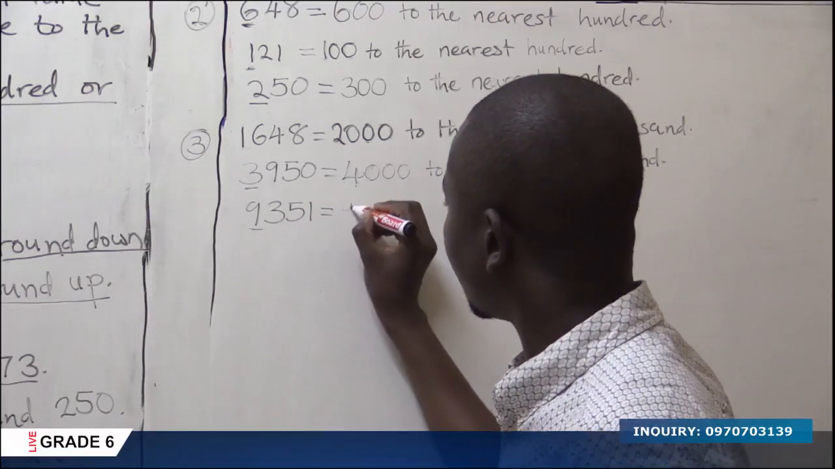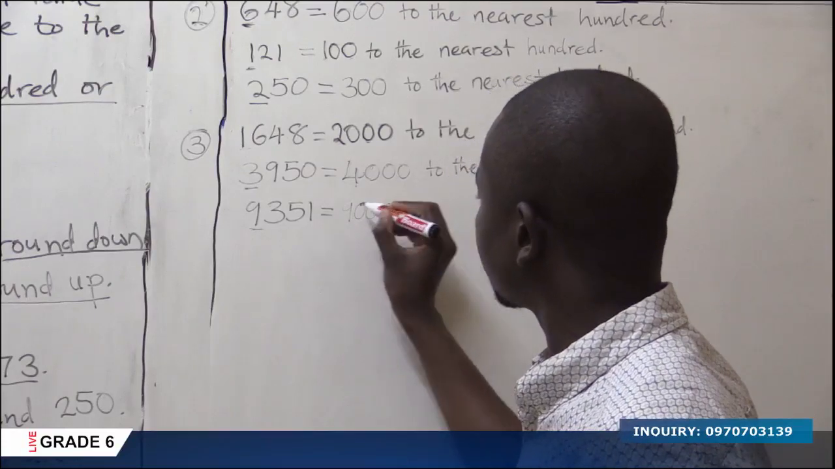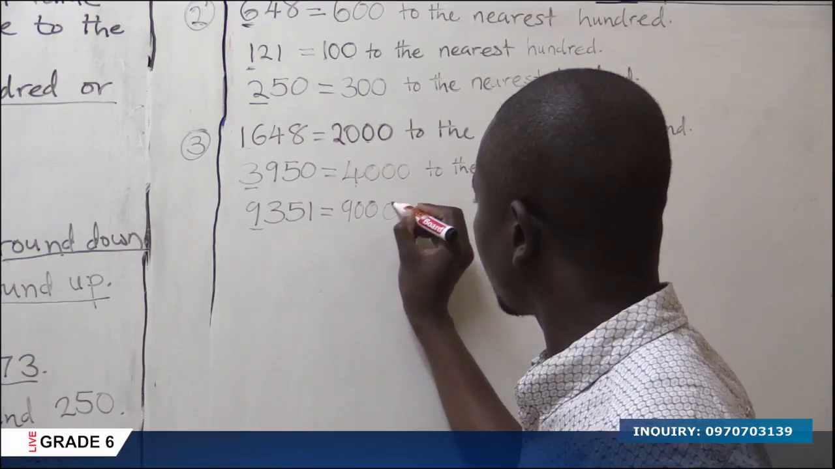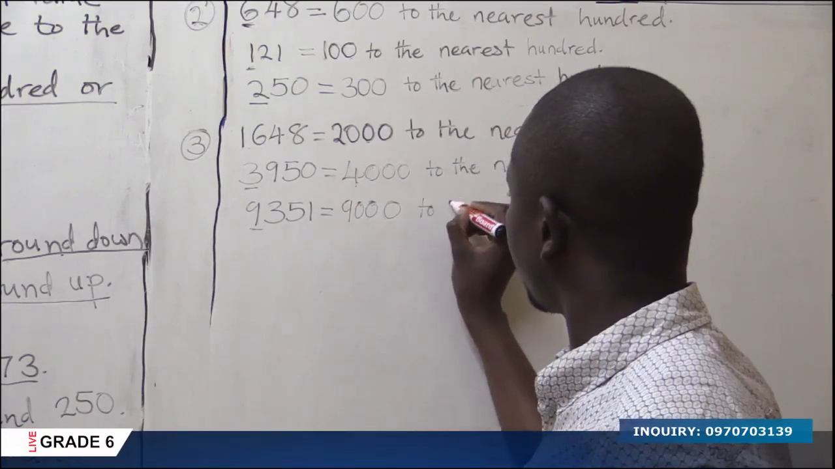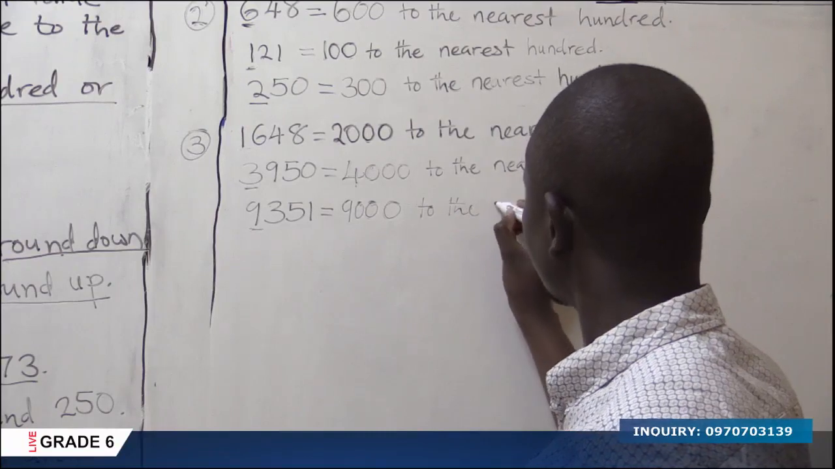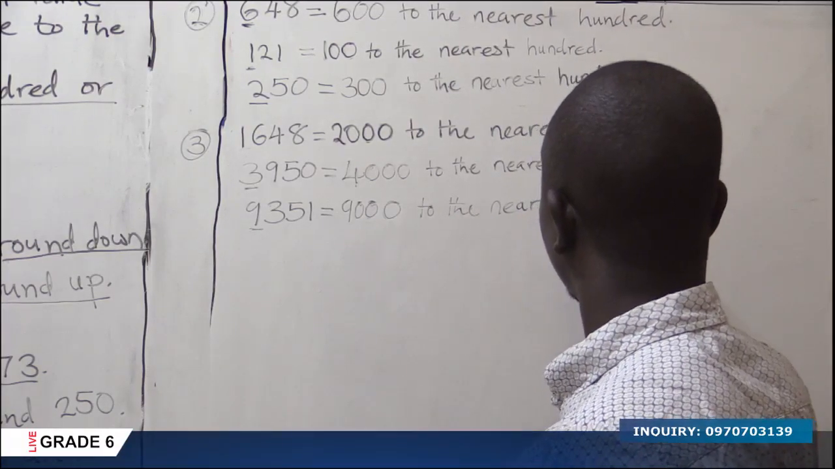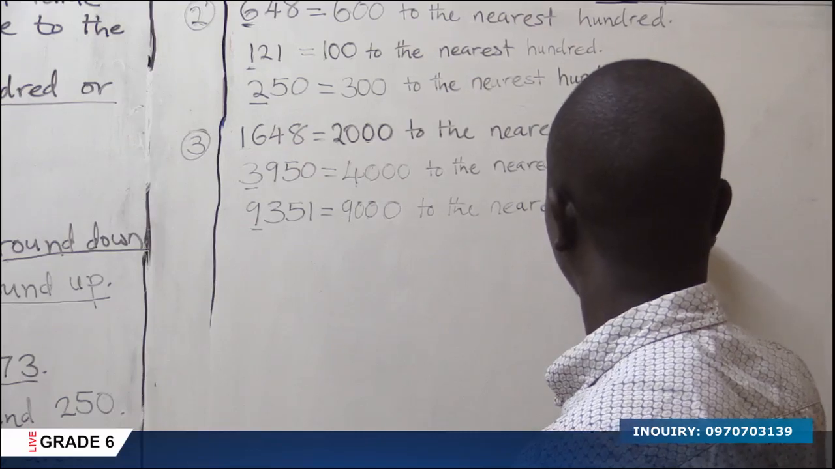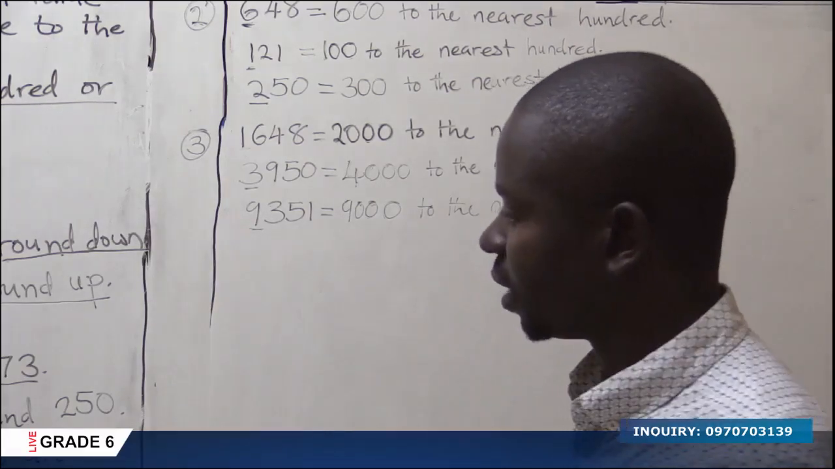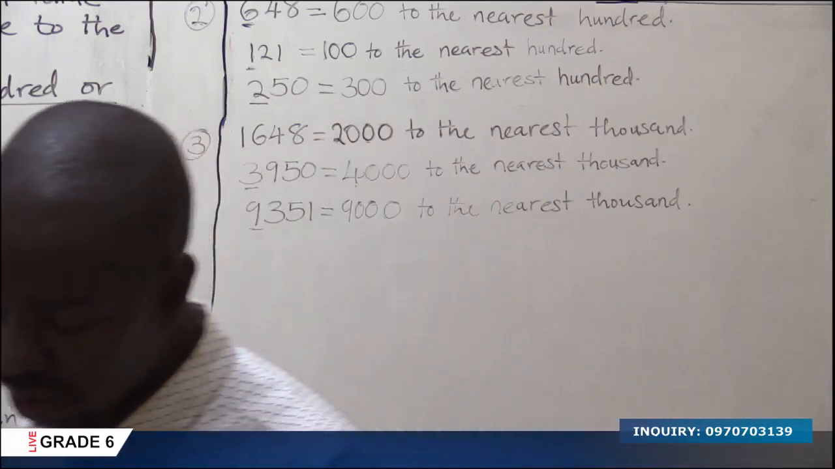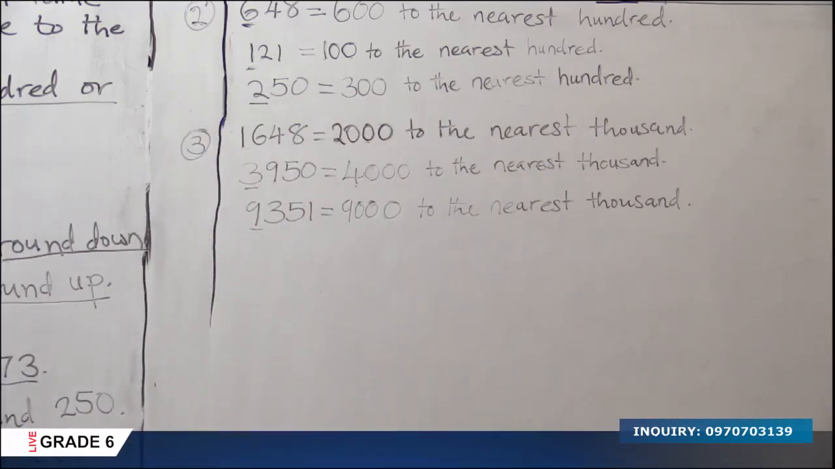Therefore, it will be 9,000 to the nearest 1,000. Okay, so those are the examples, boys and girls, that we have in our topic.